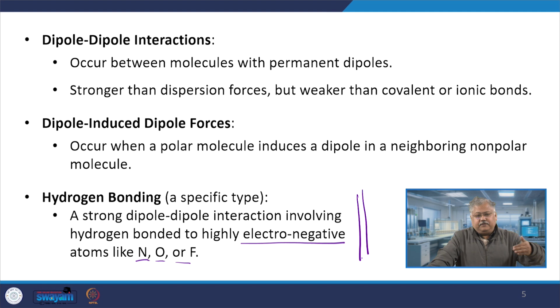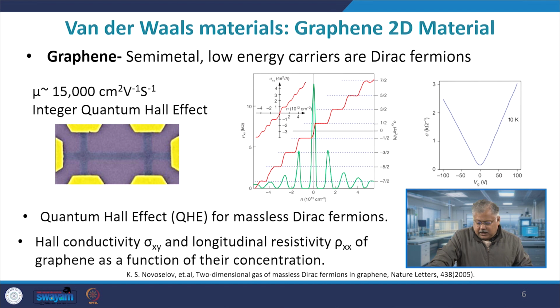So, these are the various types of physical interactions which happen: dipole-dipole interaction, dipole-induced dipole forces, and hydrogen bonding. Now, let us look at graphene as a 2D material. If you look carefully, the advantage is its very high mobility, of the order of 15,000 cm²/V·s, and it is generally used in the quantum Hall effect.